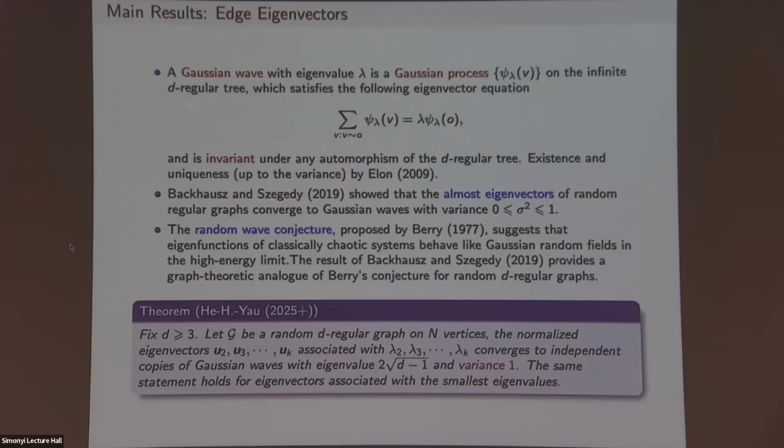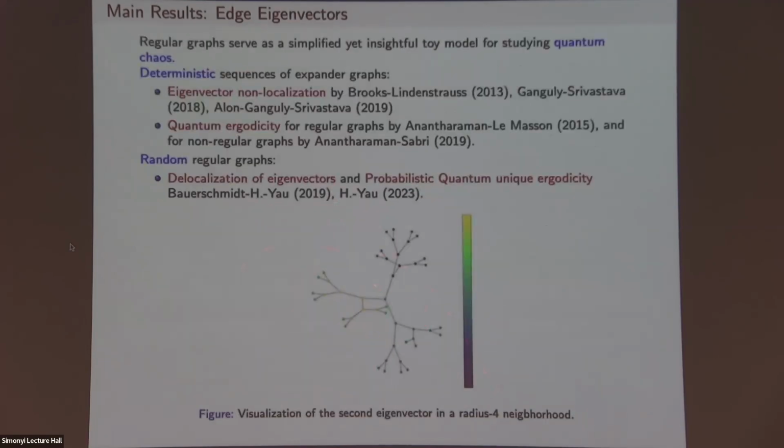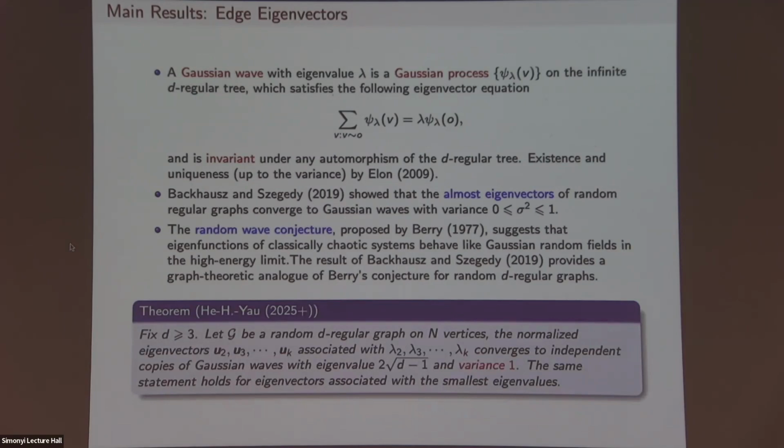And Backhaus and Sodin prove for random regular graphs, if you look at almost eigenvectors, those eigenvectors converge to the Gaussian waves. It converges in the sense, exactly in this picture I show you, you randomly pick one site and look at a small neighborhood. The small neighborhood will be a tree with high probability. You restrict the eigenvector to this neighborhood, and it converges to the Gaussian wave with some variance between 0 and 1. In their proof, they study almost eigenvectors. Those almost eigenvectors can be pretty localized, so it's possible the variance will be 0.